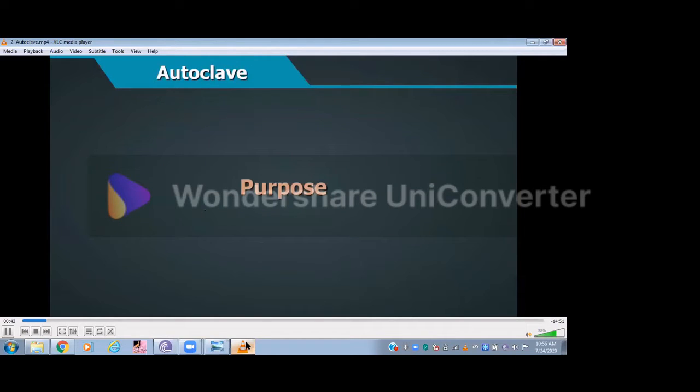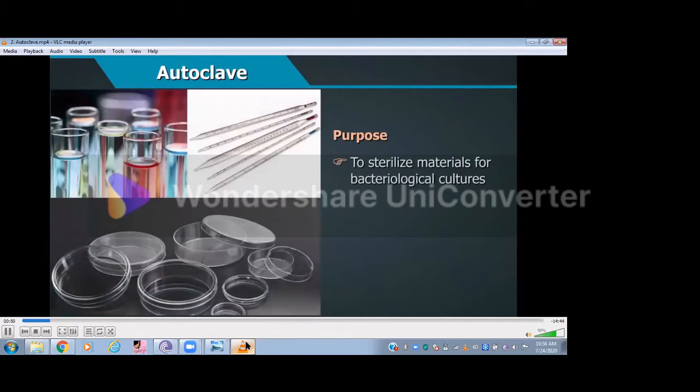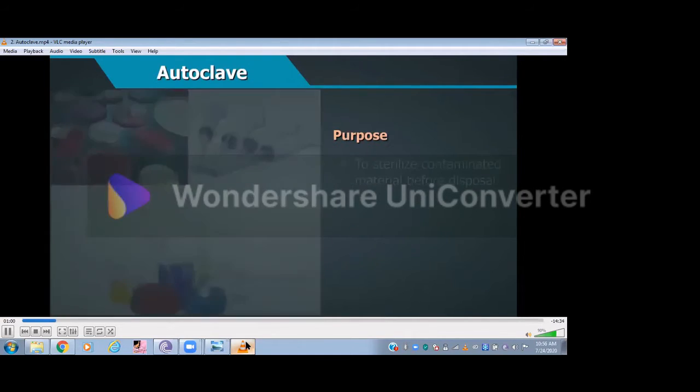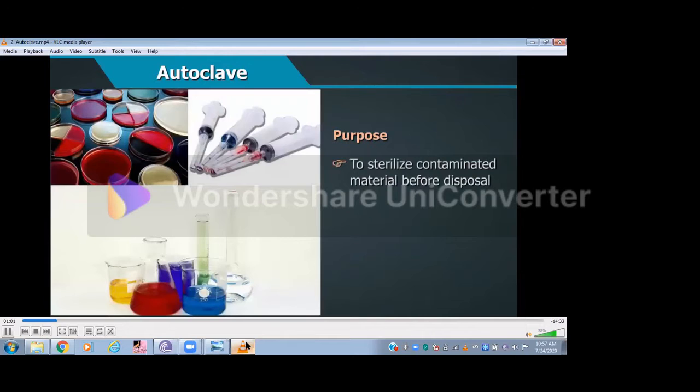Purpose. In the laboratory, materials and objects are sterilized for the following purposes: to prepare materials for bacteriological cultures, such as test tubes, pipettes, petri dishes, etc., in order to avoid their contamination, and to sterilize the contaminated material before disposal, such as used culture plates, syringes, glassware, etc.